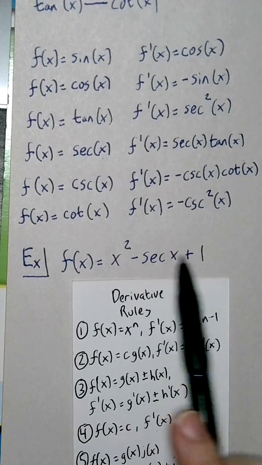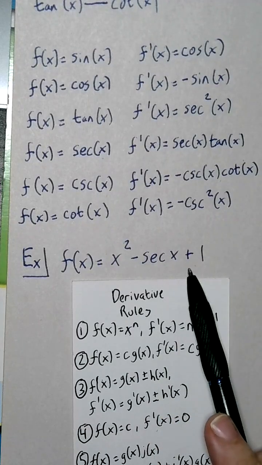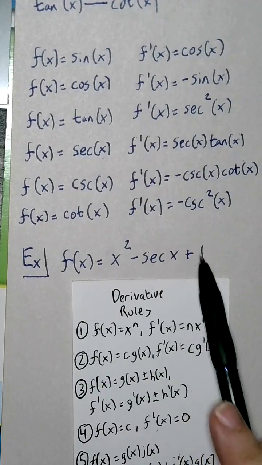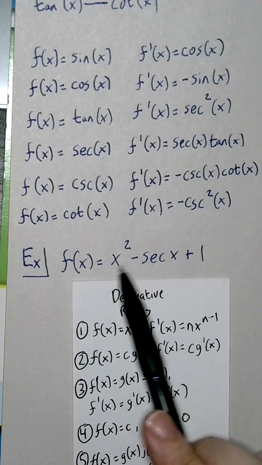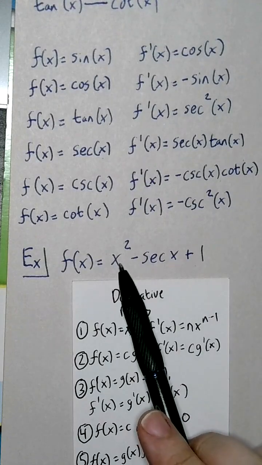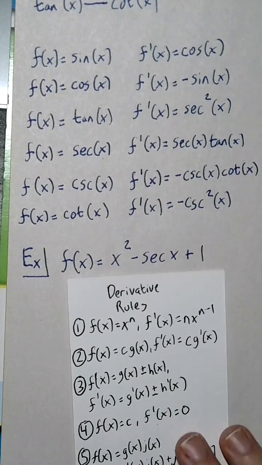If I had a 27 term function here, I could just take the derivative of each of the 27 terms.